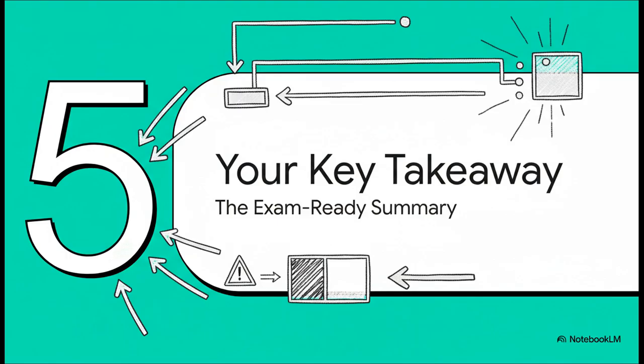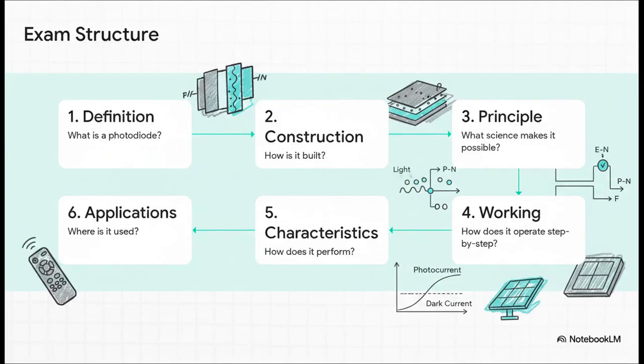All right, that was a lot, I know. So let's wrap it all up with a simple framework. This is your cheat sheet for explaining a photodiode to anyone. If you ever need to explain this, just follow these steps. 1. Give the definition. 2. Talk about the construction. 3. Explain the core principle, that photoelectric effect. 4. Walk through how it's working. 5. Cover its characteristics, like photocurrent and dark current. And 6. Finish up with all those cool applications. Follow that roadmap, and you've got it down cold.